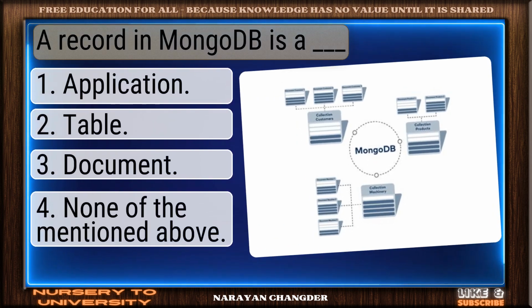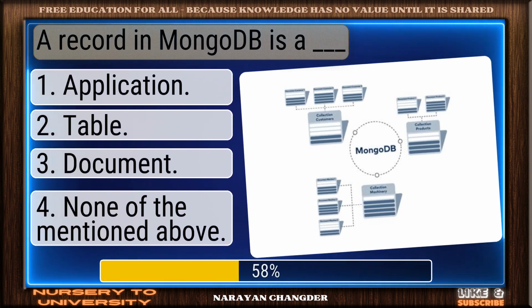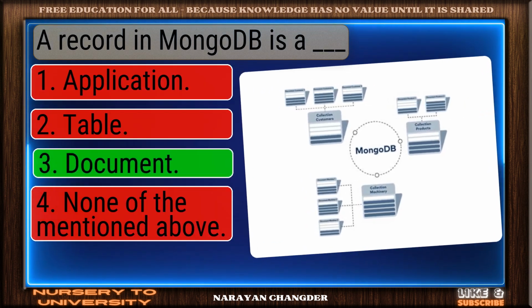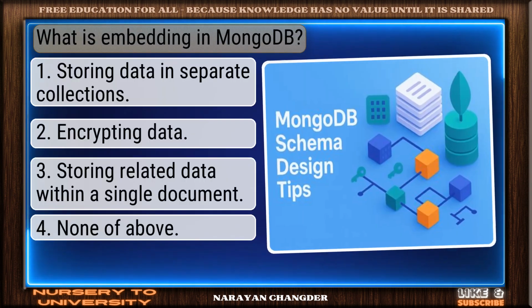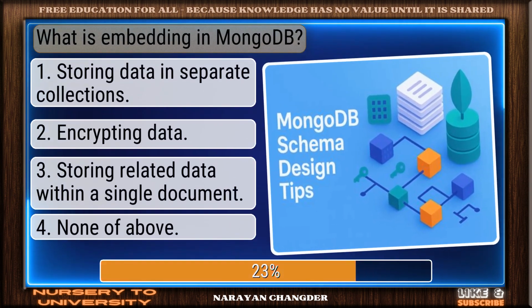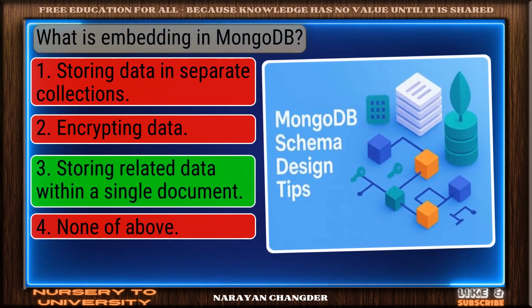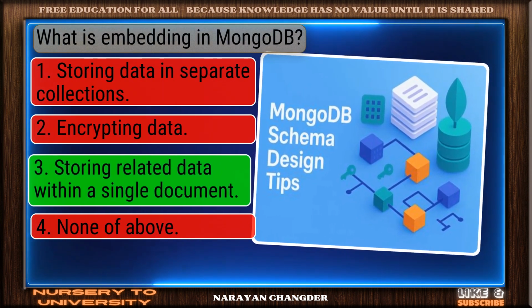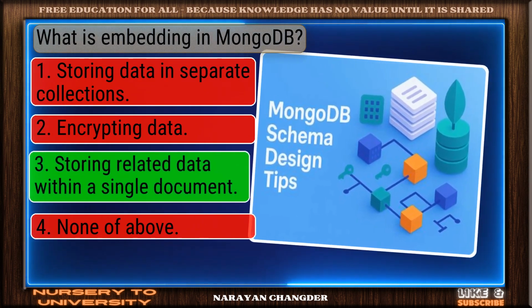Question number 65. A record in MongoDB is a dash. Smart pick. Document is the correct choice. Question number 66. What is embedding in MongoDB? Nice selection. Storing related data within a single document is the correct and valid answer.